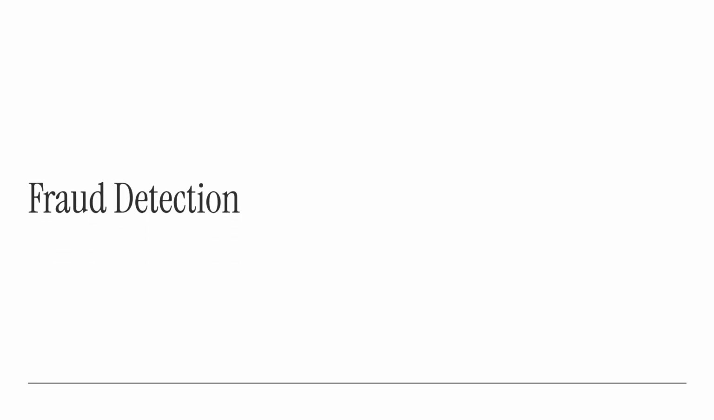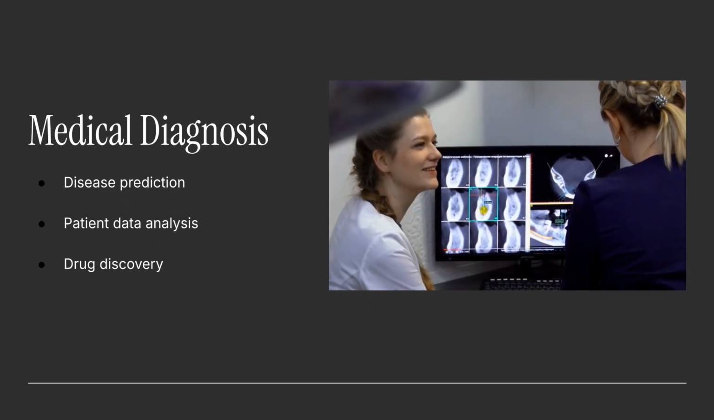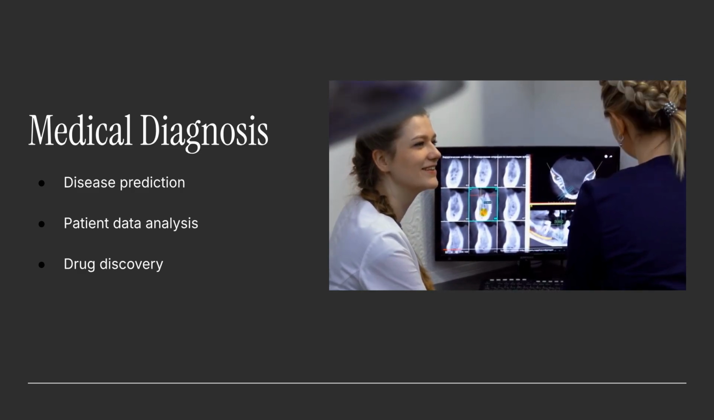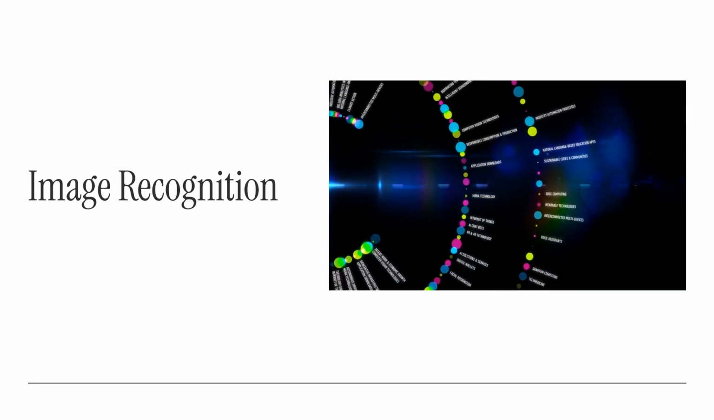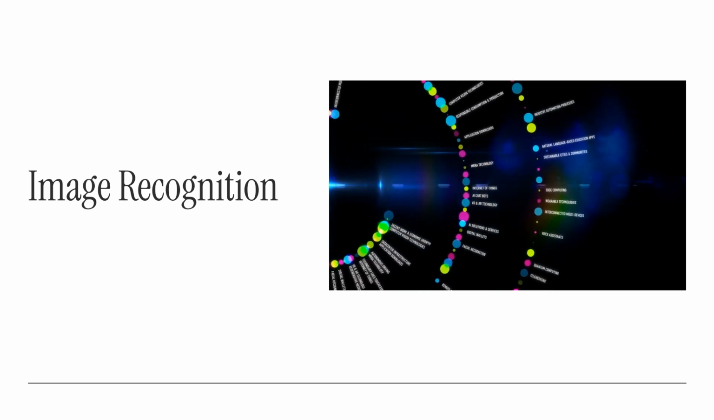Scikit-learn isn't just for theoretical exercises. It's used extensively in real-world applications across various industries. For example, it's widely used in finance for fraud detection, helping identify suspicious transactions by analyzing patterns in financial data. In healthcare, Scikit-learn models assist in medical diagnoses, predicting diseases based on patient data, and even in drug discovery. And in technology, it powers image recognition systems, enabling everything from facial recognition to categorizing vast image libraries.